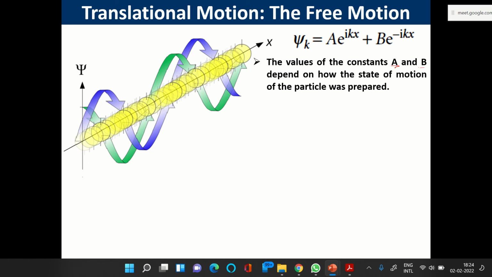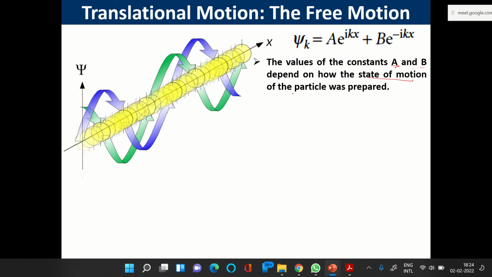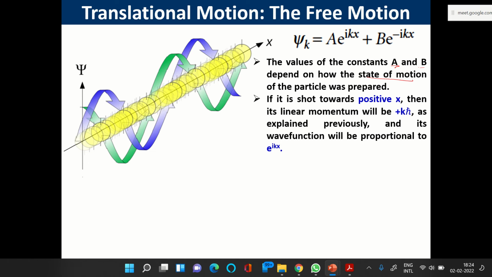So it has two components, e to the power ikx and e to the power minus ikx, and a and b were equal, having the same value of half. So that was the equal contribution of the two wave functions, and that constitutes the state of the motion. That was one of the examples that we discussed in the previous classes. That is what we mean by how that state of motion has been prepared.